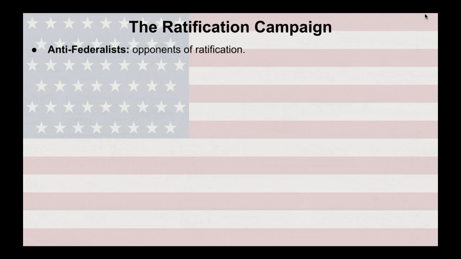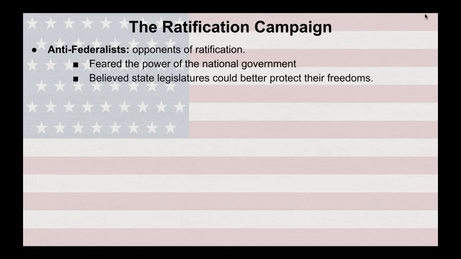These are obviously the opponents of ratification. They feared the power of the national government. They really feared that the national government was going to be way too powerful and not really have the interest of the citizens at heart. And they believed that the state legislatures would be better positioned to protect the freedoms of the individuals because they're more localized.